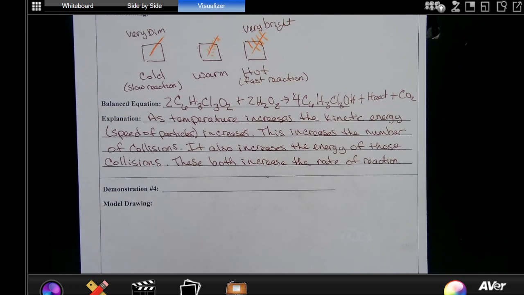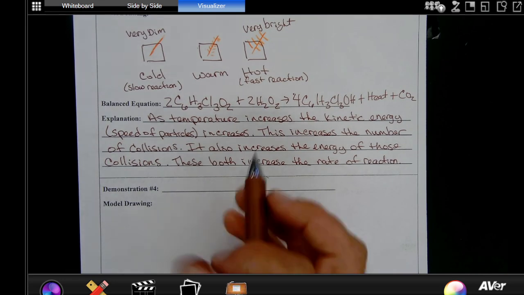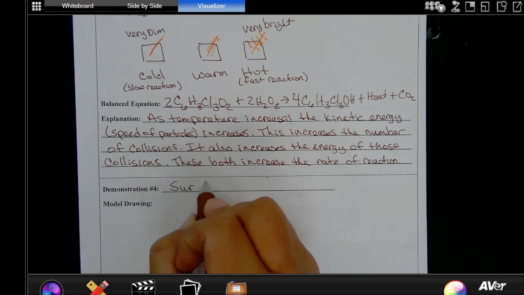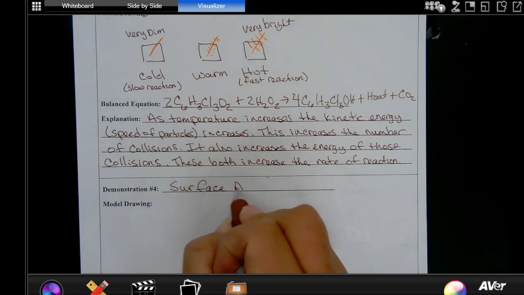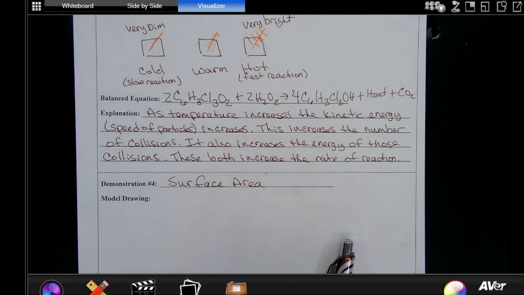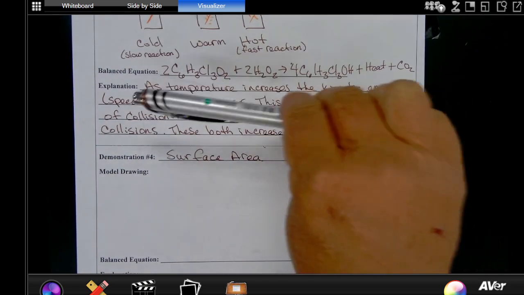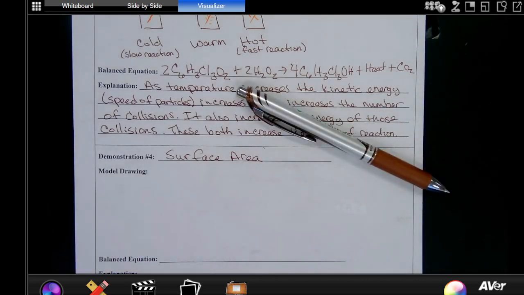All right, the last one I'm going to do is one you guys did not learn about yesterday. It's not in the video. There's one more way we can increase the rate of reaction. And this one is about surface area. When I say the surface area of something, what does that mean? Does anyone know what surface area is? What is surface area? Well, it's kind of like a volume, yeah? Like how big the surface is, yes.